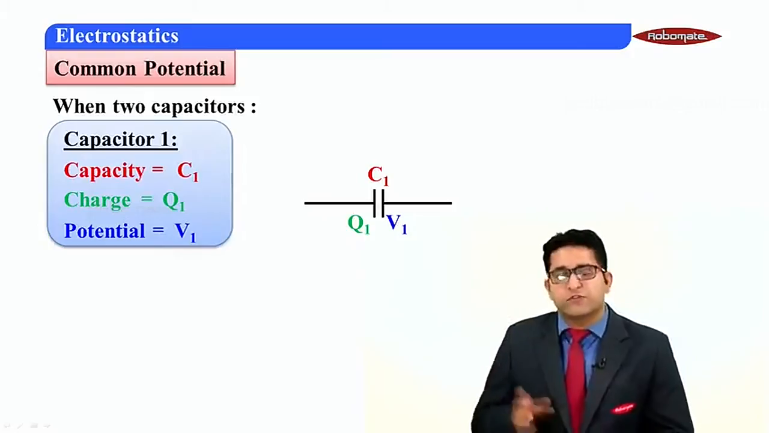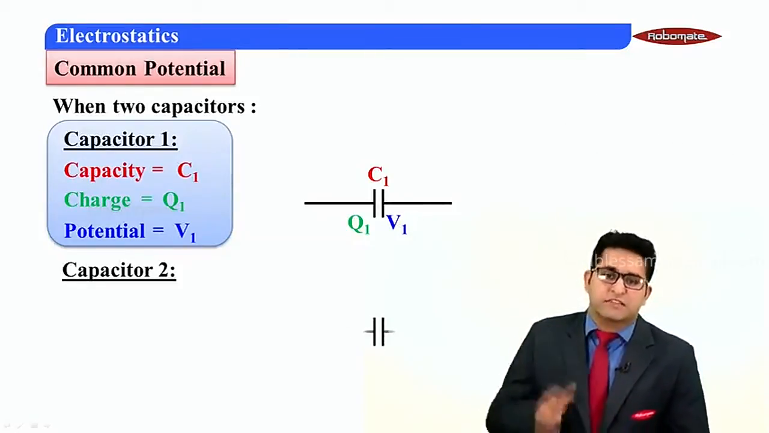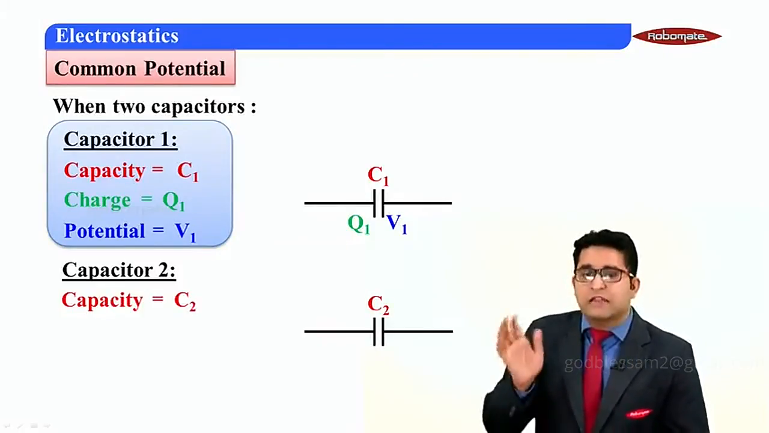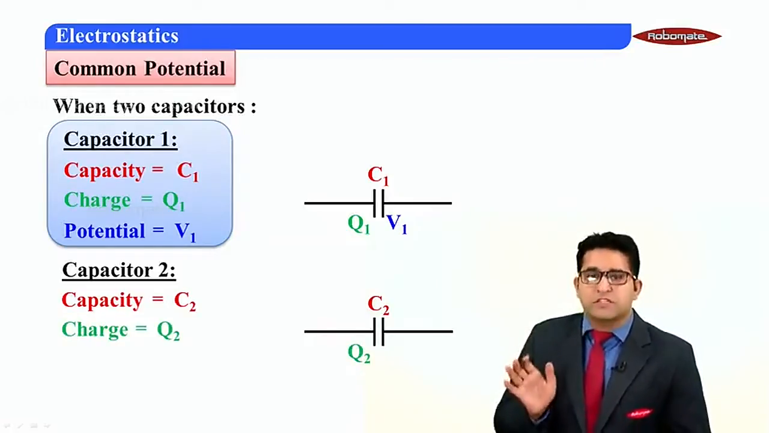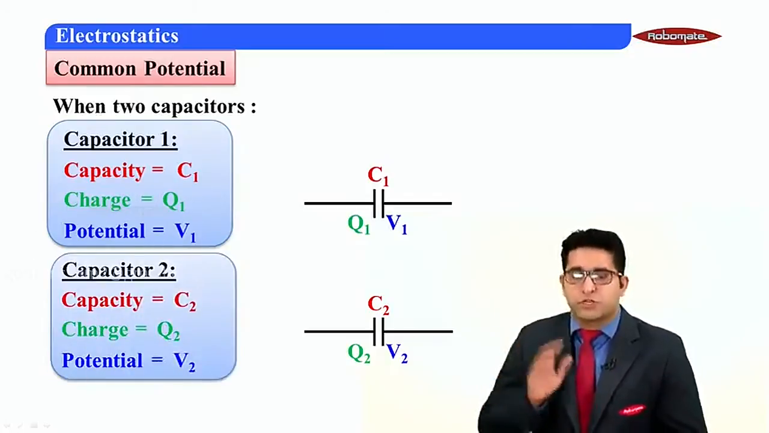The way we have considered the first capacitor, now let us move towards the second capacitor. This is our second capacitor, which has capacity C2, charge Q2, and it is charged to a potential of V2.